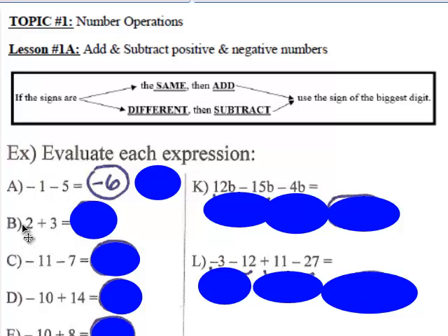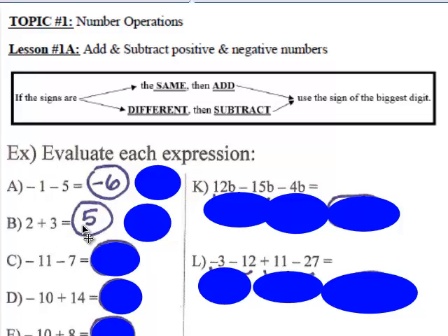Over here, if you remember, if a number does not have a sign, the sign is positive, so this is +2, +3. Signs are the same, so that means you're going to add. It will be +5, and you're going to use the sign of the biggest digit. The biggest digit here is 3, so the answer will be +5. Notice that I do not put the sign of +5 because if a number is positive and it is by itself or is at the beginning of an expression like the number 2 over here, you don't have to write the sign. But if there's something in front of the number, you definitely have to write the sign.